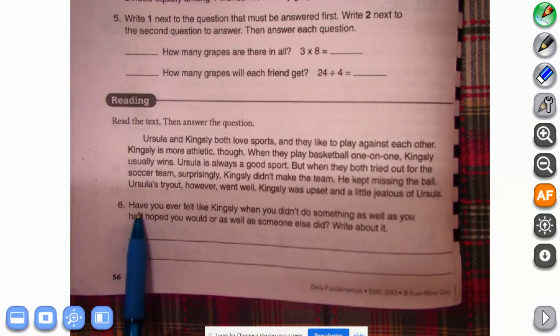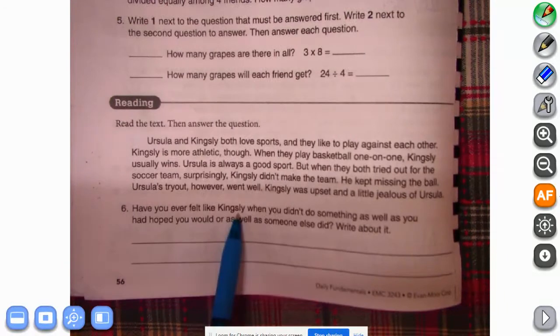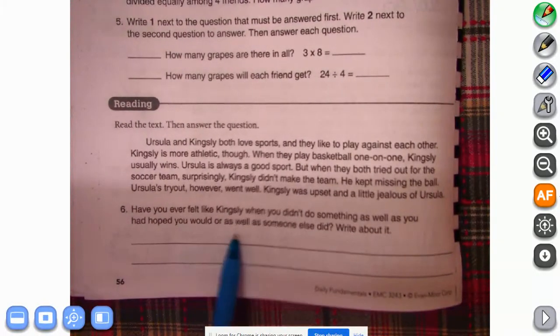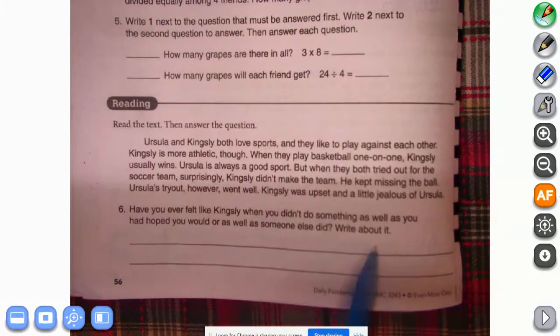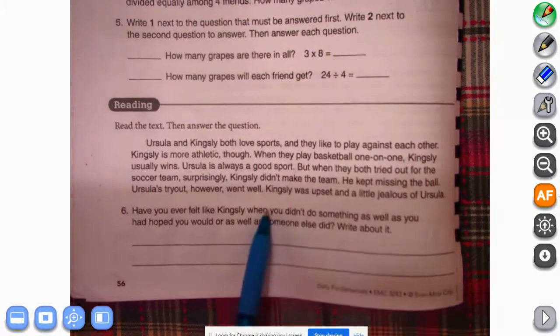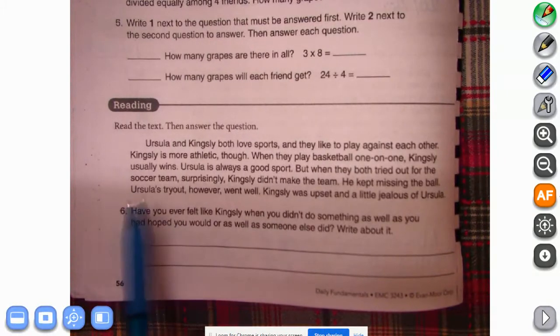So let's look at the question. Have you ever felt like Kingsley when you didn't do something as well as you had hoped you would, or as well as someone else did? Write about it. So you're going to write a complete sentence. Remember, you can restate part of the question in your answer.